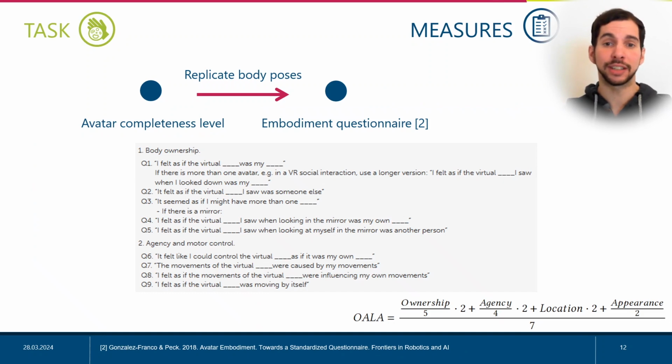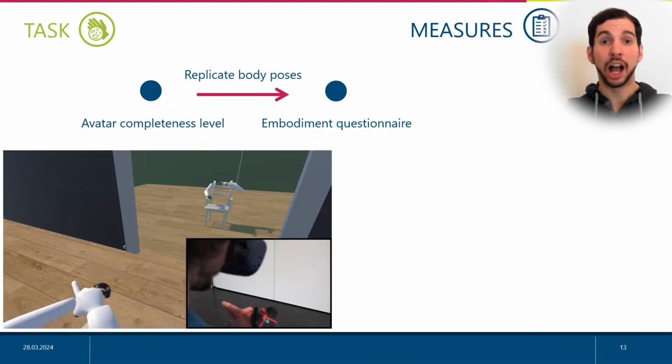After participants successfully replicated the body poses, we assessed the level of embodiment by using a relevant subset of Gonzalez, Franco, and Peck's avatar embodiment questionnaire. Afterwards, participants proceeded with the avatar from phase 1 to phase 2 of the experiment.